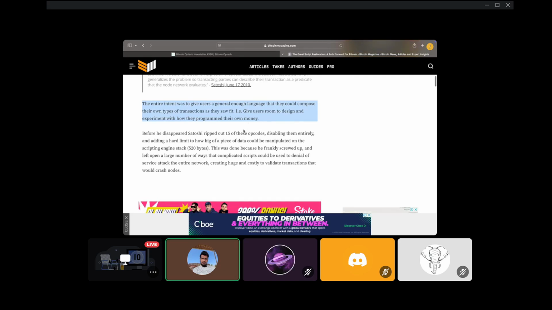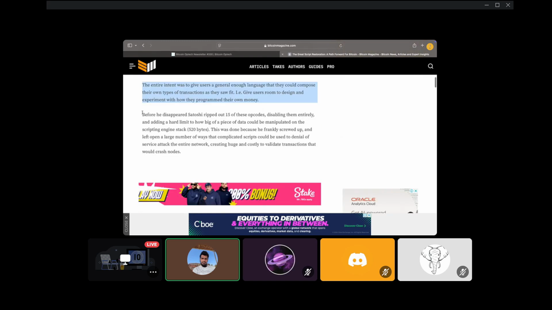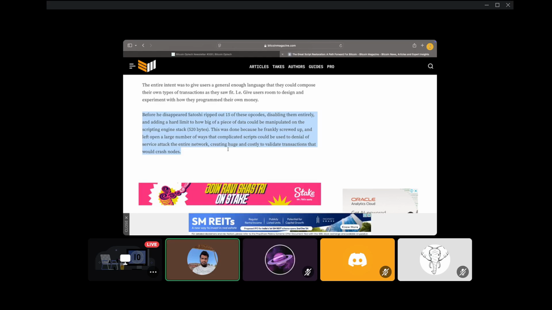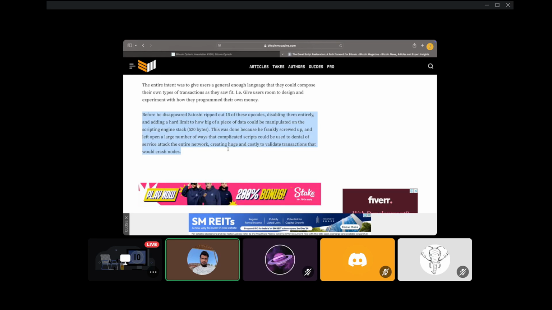Before he disappeared, Satoshi ripped off 15 of these opcodes, disabling them entirely and adding a hard limit to how big a piece of data could be manipulated on the scripting engine stack. That is 520 bytes. This was done because he frankly screwed up and left open a large number of ways that complicated scripts could be used to denial of service attack the entire network, creating huge and costly to validate transactions that would crash nodes.